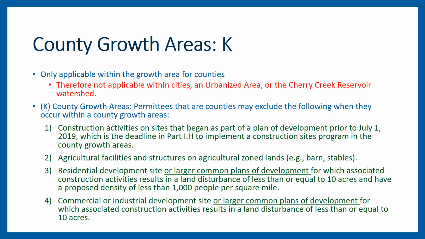The third refers to a residential development site or larger common plans for development where you have land disturbance less than 10 acres and have a proposed density of less than 1,000 people per square mile. And the last is for commercial or industrial development sites or a larger common plan of development where you have construction activities and land disturbance of less than or equal to 10 acres.